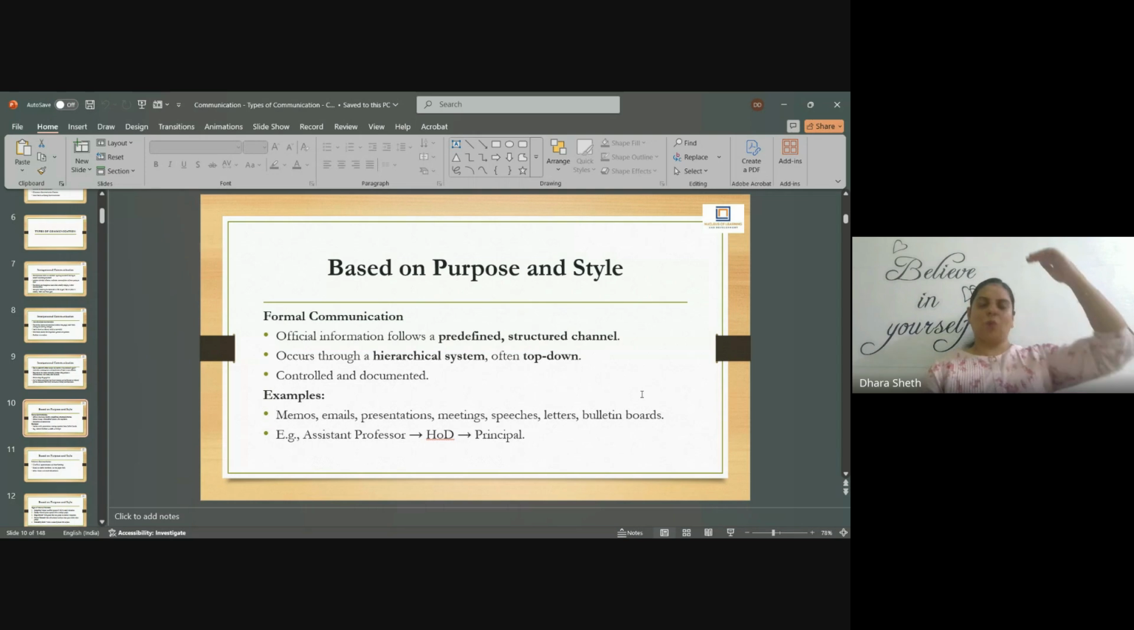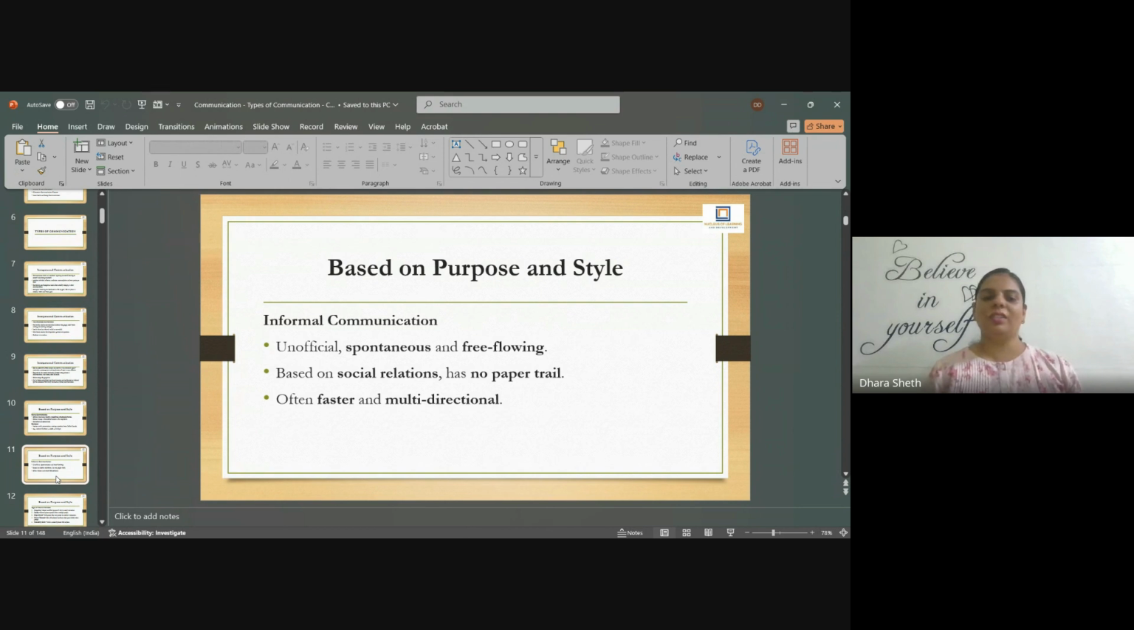Hierarchy is boss, then senior manager, team leader, then the team, or let's say when it comes to our education world, trainers, assistant professors, HODs, that way. And then above HOD, you have vice principal, then the dean, and then what do we call him? VC of the university. Memos, emails, presentations, meetings, speeches, letters, bulletin boards, all of this is an example of formal communication.